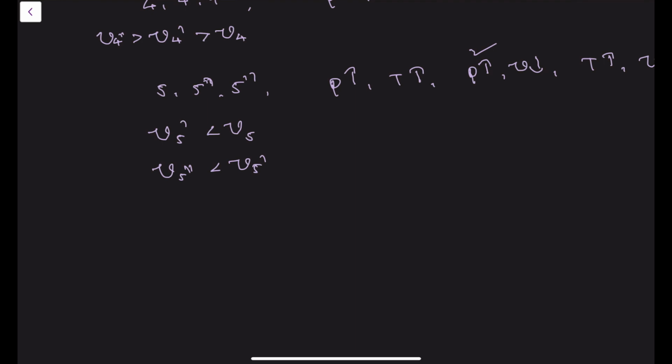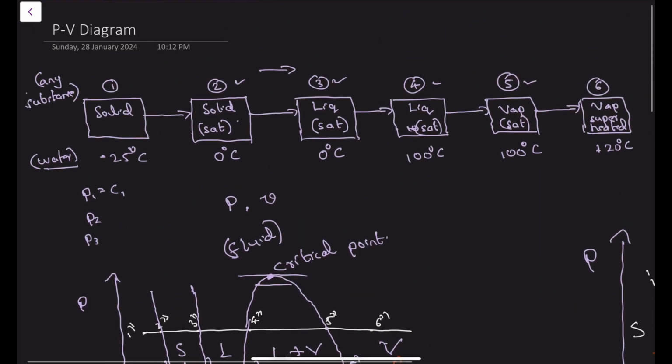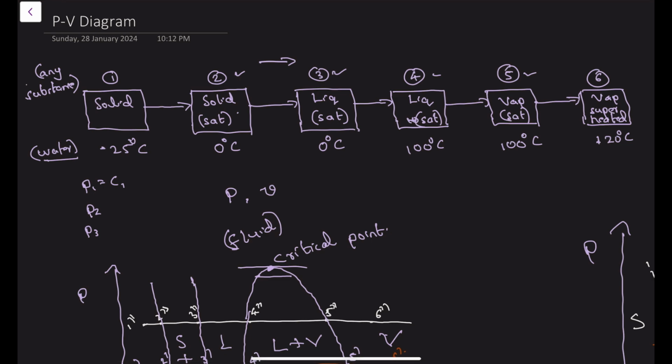So in the last videos, we have seen how the properties of a substance change during the phase change. That means first solid to saturated solid, then to saturated liquid, then to saturated vapor, then to superheated vapor. So we have discussed the change in properties like pressure and specific volume during this phase change. Now we will try to show the change in properties of temperature and entropy during this phase change.